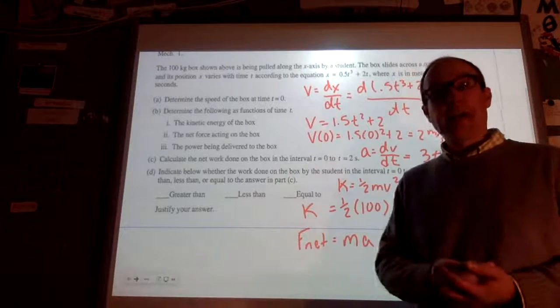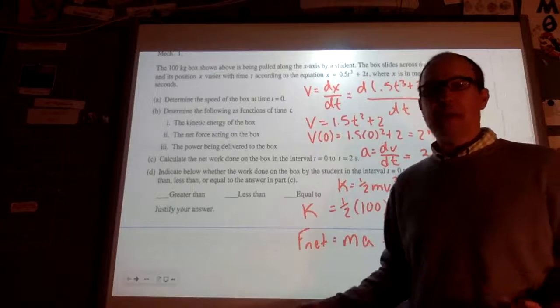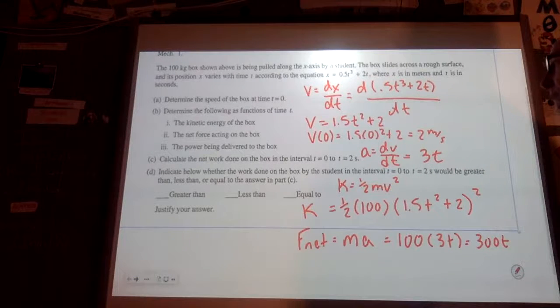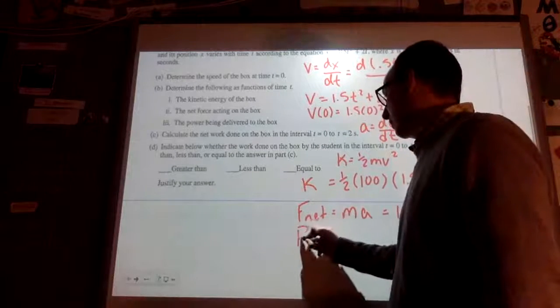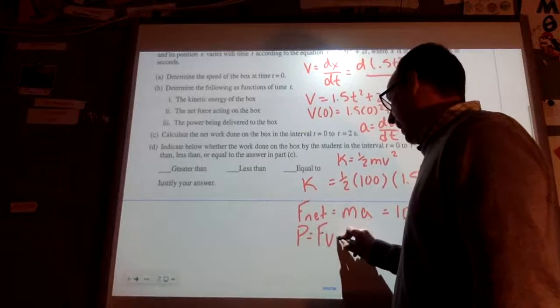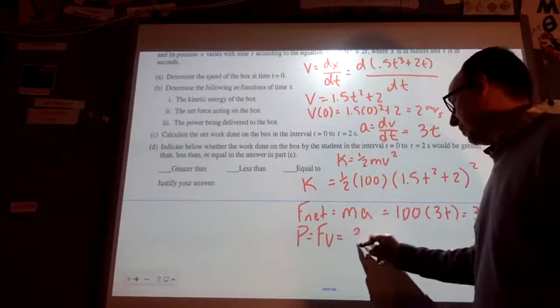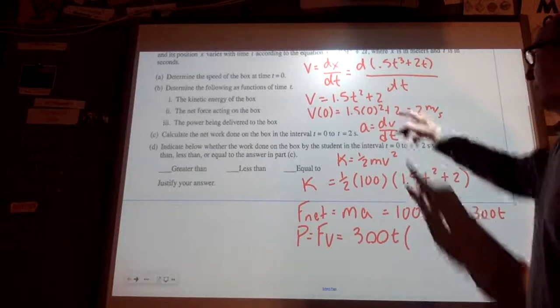This is involving energy and force, and they're asking for power next, but it starts with kinematics, so I thought it was applicable. The power being delivered to the box. So the power being delivered to the box, power can be written as force times velocity. So I can have my force function multiplied by my velocity function.